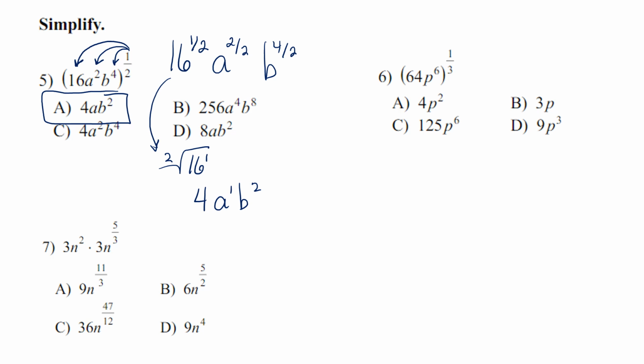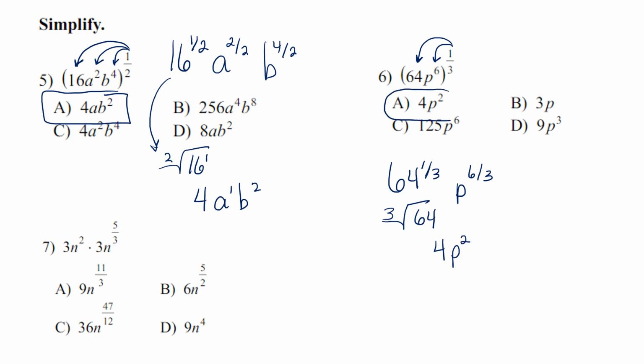We're going to do the same thing for number 6. Distribute that power property, it gets multiplied to everything. So that becomes 64 to the 1/3. And then p, 6 times 1/3 would be to the power of 6/3. So 64 to the 1/3 means what is the cube root of 64? Which is 4, and then p to the 6/3, 6 divided by 3 gives me 2, so it's p squared. So 4p squared is our answer for number 6.